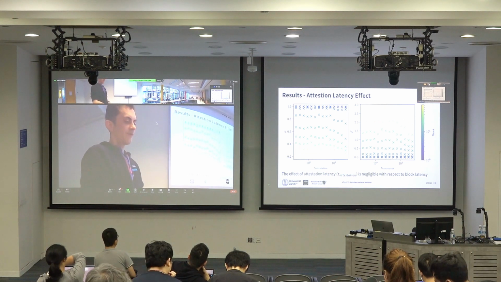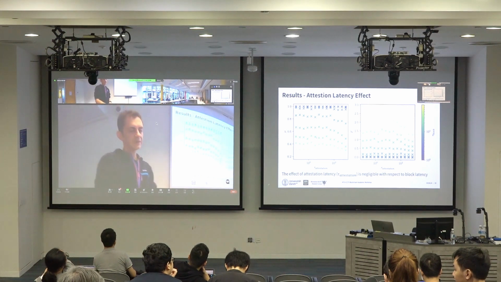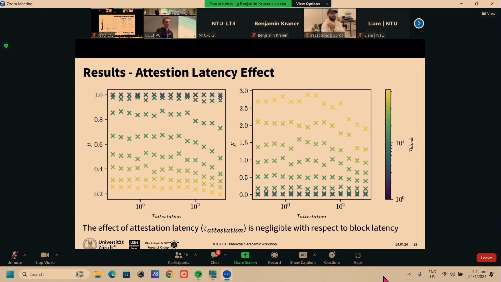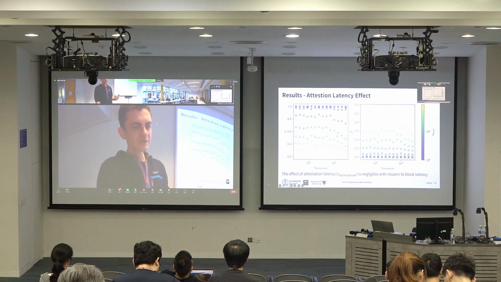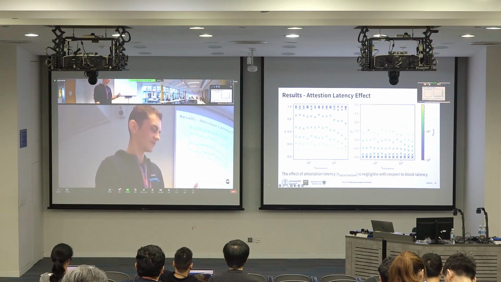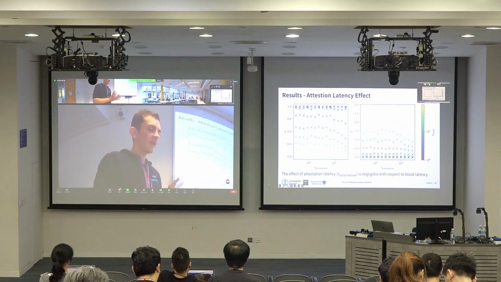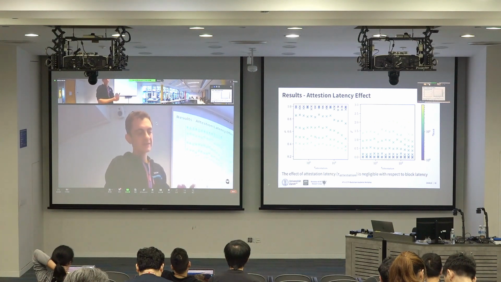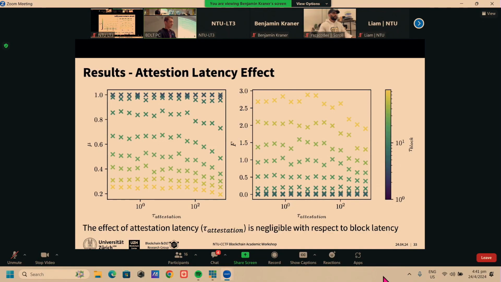The first result that I want to present is this: on the x-axis, you can see the latency of the attestation, and within the colors embedded, there is the latency of the blocks. What you can see is that the main chain rate stays the same no matter how the attestation latency evolves. It starts to slightly drop if the block latency becomes very high. In my opinion, if I have to interpret this, it tells me that the latency that attestations observe will not play a role in the formation of the blockchain.